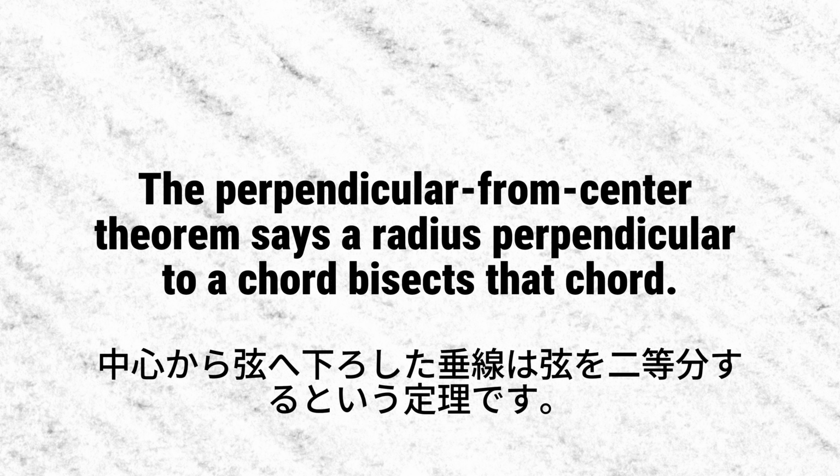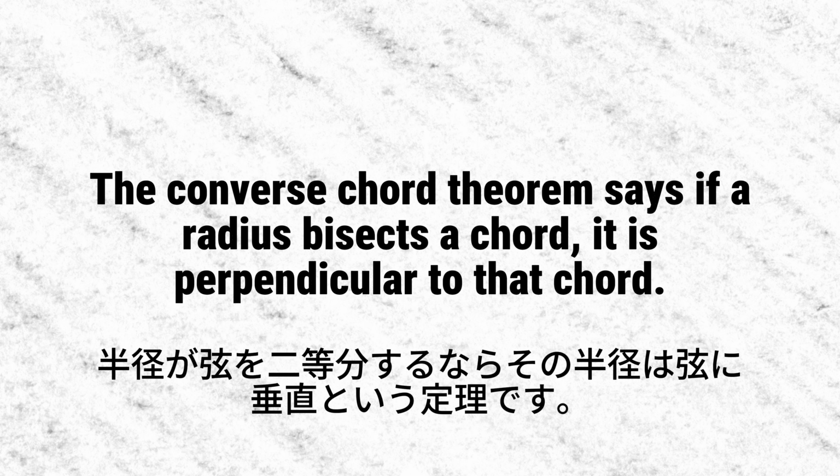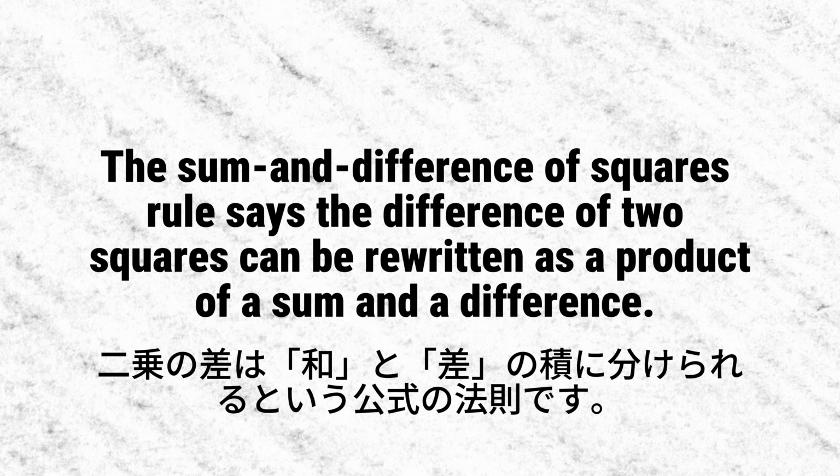The perpendicular from center theorem says a radius perpendicular to a chord bisects that chord. The converse chord theorem says if a radius bisects a chord, it is perpendicular to that chord. The sum and difference of squares rule says the difference of two squares can be rewritten as a product of a sum and a difference.